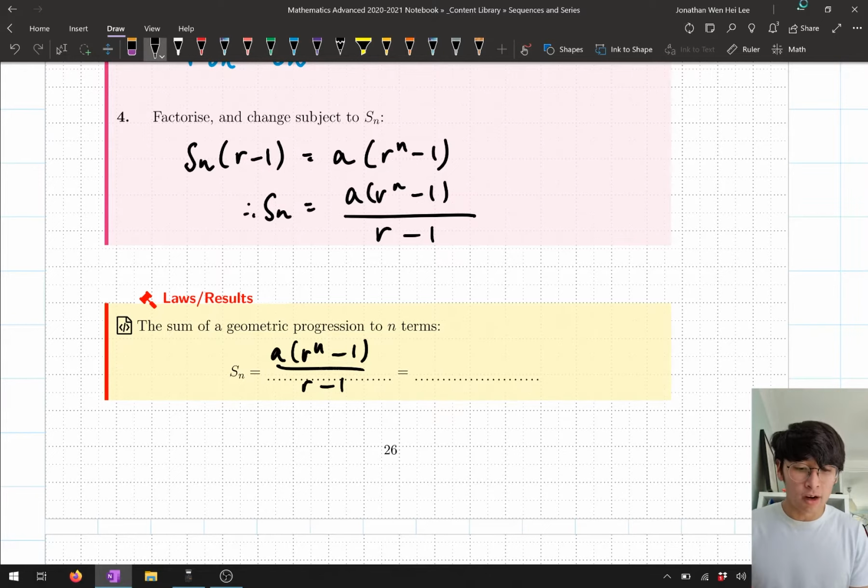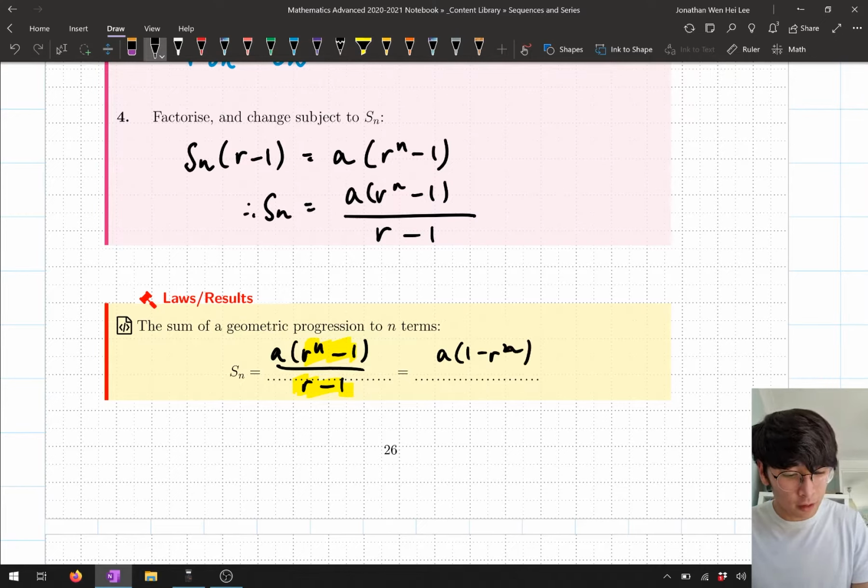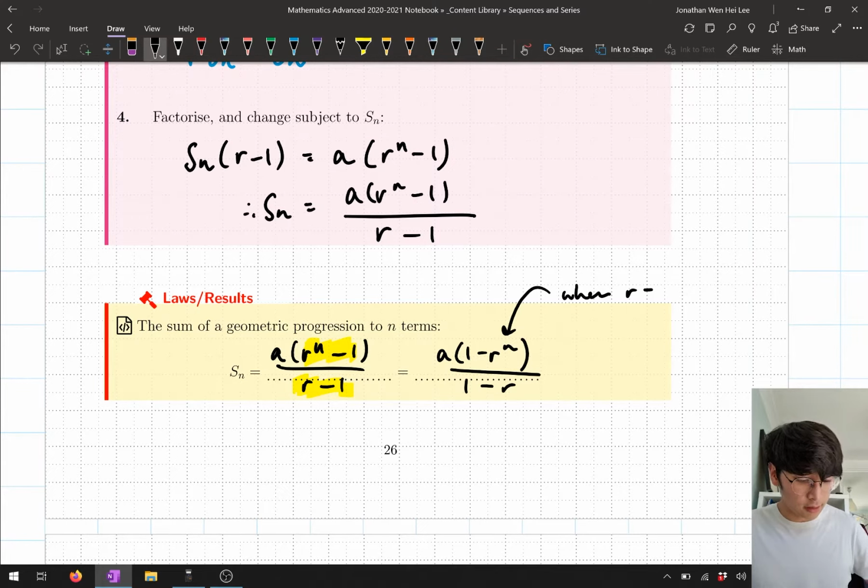Another way that you can write this is to flip the order of the terms in both of these brackets, and so we get a times (1 minus r^n) over (1 minus r). Usually I would use this second form when r is less than 0, so it's negative, or in particular, I would use this formula here.